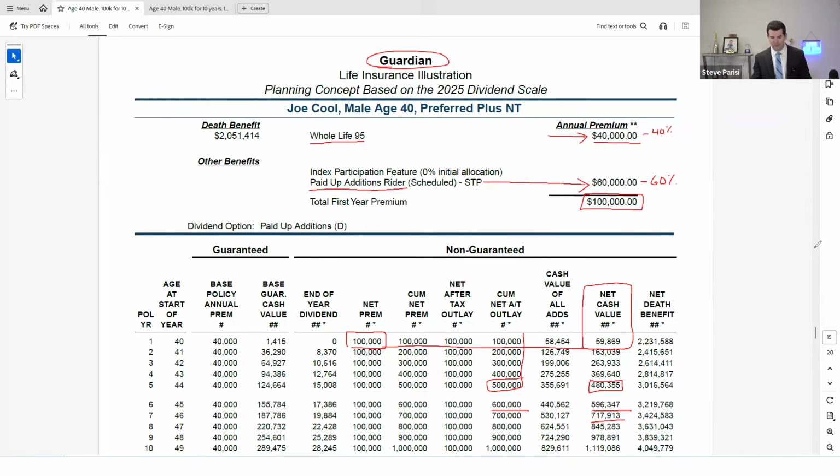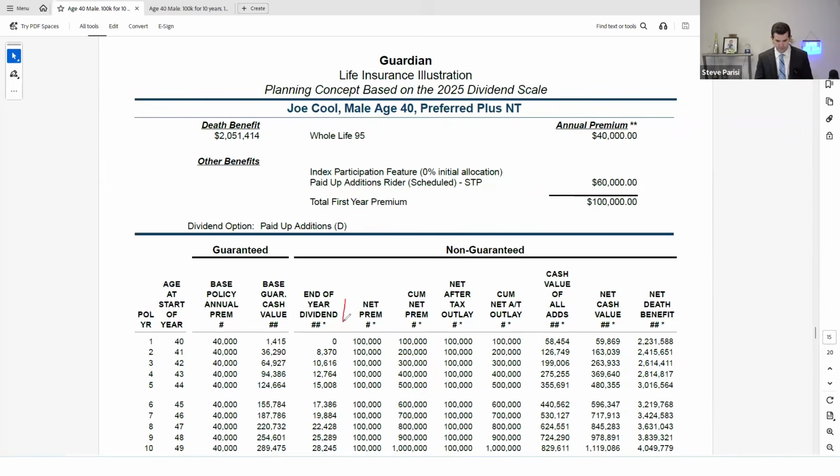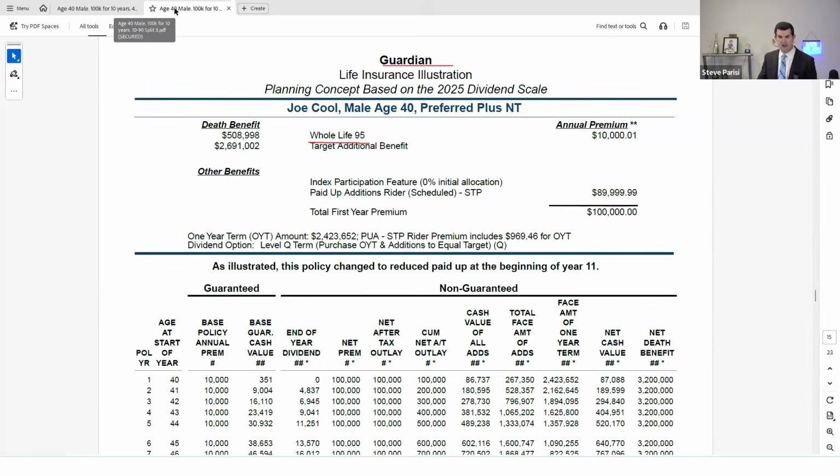What about your dividend column? First year, 0. That's very common. If you look at year 2, your dividend, $83.70. If you look at year 10, your dividend, $28,245. Keep that in mind. Let's take a look at the same product with the same company, just designed differently.